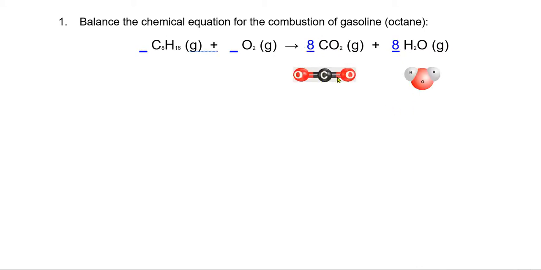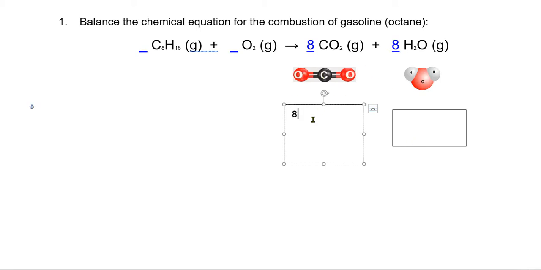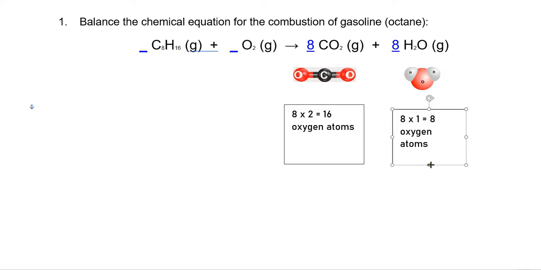If there are 8 CO2 molecules, 8 of these molecules, how many oxygen atoms are there? If we have 8 of these molecules, it's going to be 8 times 2 is 16 oxygen atoms. 2 in each molecule times 8 makes 16. Over here, this is the water molecule. We have 8 of those. There's only 1 oxygen atom in each molecule. Only 1 oxygen. There are 2 hydrogens, but 1 oxygen. So this is just 8 times 1 is 8.